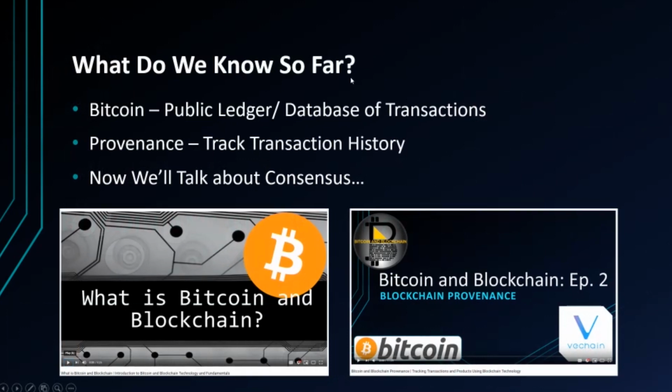So what do we know so far? In the previous two videos, the first one, what is Bitcoin and blockchain, we talked about how the Bitcoin network works and how blockchain systems work as well. And then in the second video, we talked about Bitcoin and blockchain provenance, so how we can track transactions and goods using Bitcoin and blockchain systems. So we know that Bitcoin is a public ledger, a database of transactions where you cannot delete or edit any transactions or data. You can only add new transactions.